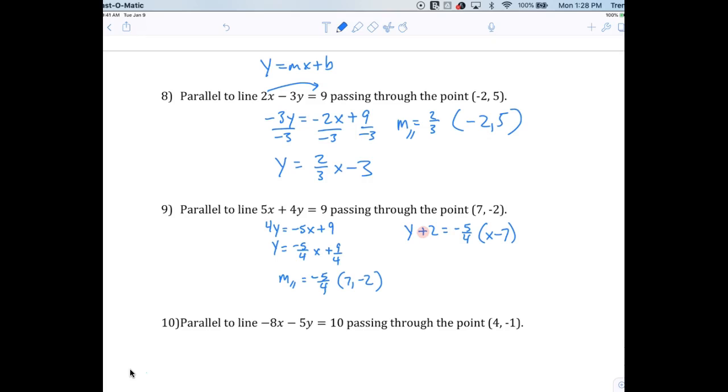So y minus 5 equal to 2 over 3 times x minus 2 plus 2.